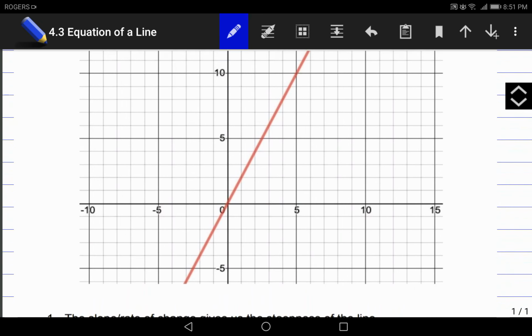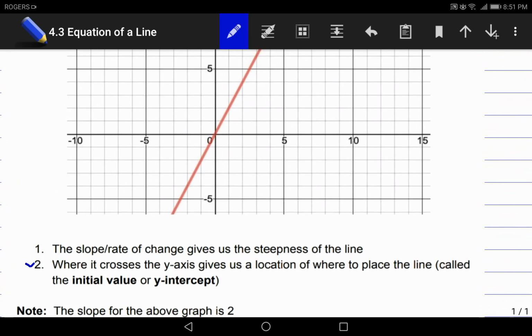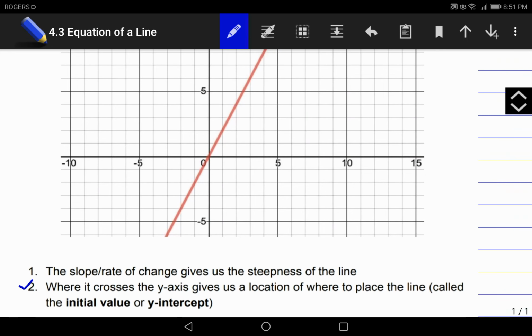Secondly, we'll need some sort of position, some sort of starting point for our line, and that is where it crosses the y-axis. That gives us the location of where the line should be placed. So if we have the slope and the location of where it crosses the y-axis, those two characteristics should be enough information. It's pretty much everything we need to know about that line if we had to draw it. Well, it's the same thing with writing out the equation.